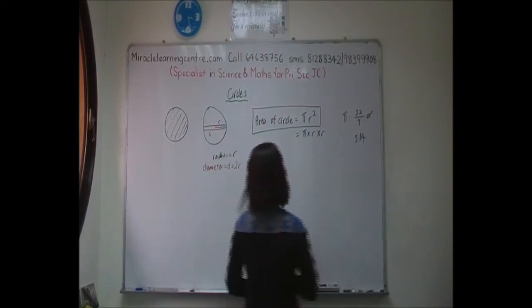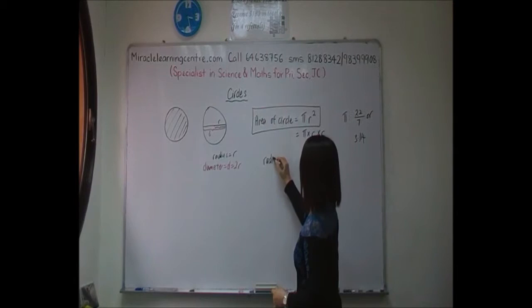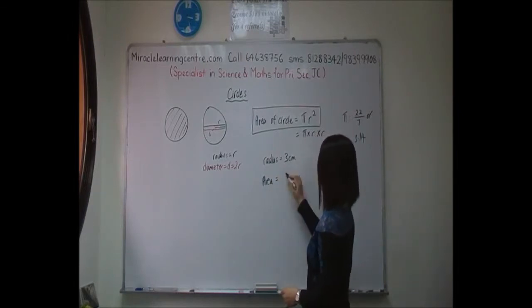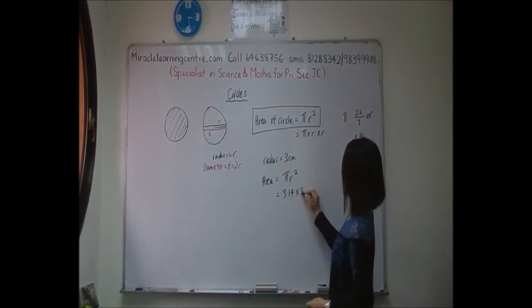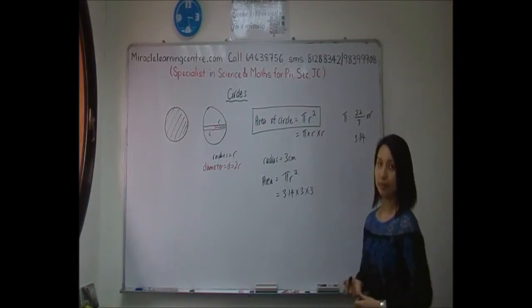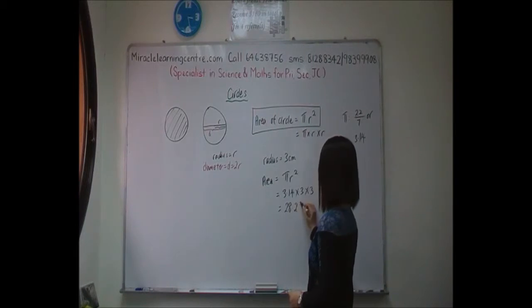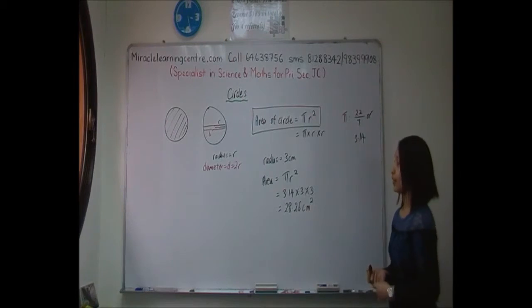For example, a circle has a radius of 3 cm. What do you think is the area of the circle? We'll take pi r squared. So pi is 3.14, radius is 3 times 3. So the answer will be 28.26 cm squared. That's the area of the circle.